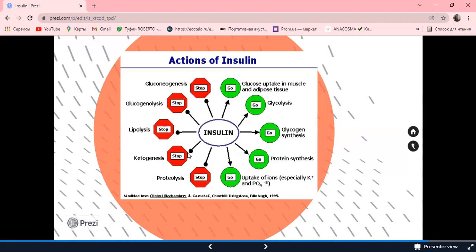Insulin as an anabolic hormone inhibits proteolysis, and that is why insulin inhibits the degradation of proteins to free amino acids. And now you should remember, insulin is the main hypoglycemic hormone, and insulin decreases glucose concentration in the blood because insulin activates the transport and utilization of glucose.